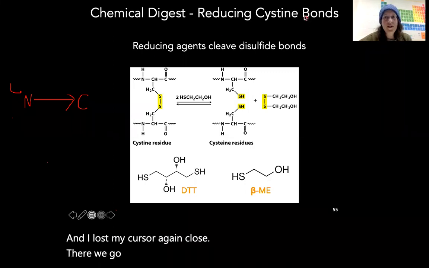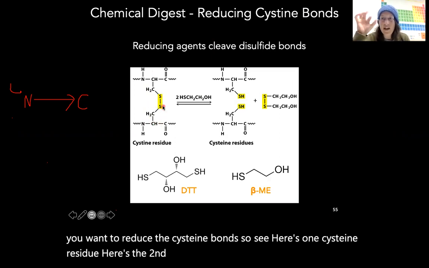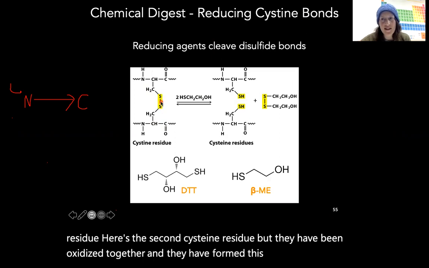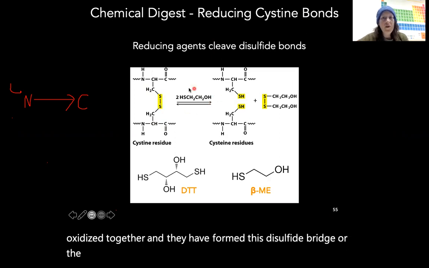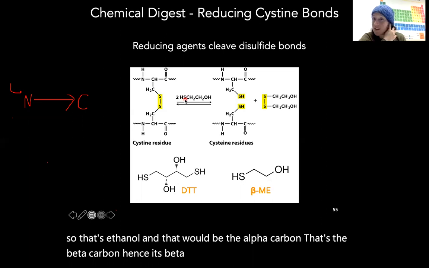So the first one to look at is chemical digest. If you want to reduce these cysteine bonds, here's one cysteine residue, here's the second cysteine residue, but they have been oxidized together and they have formed this disulfide bridge, or this cysteine bond. You can add beta mercaptoethanol. So that's ethanol, and that would be the alpha carbon. That's the beta carbon. Hence it's beta mercapto, referring to this thiol.